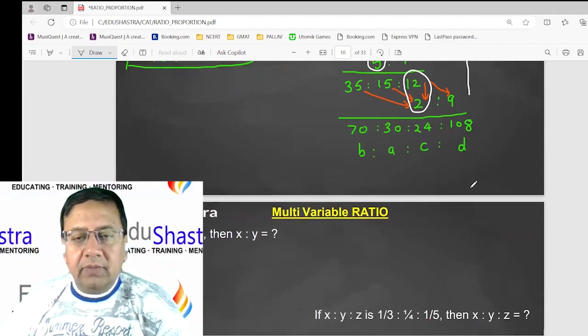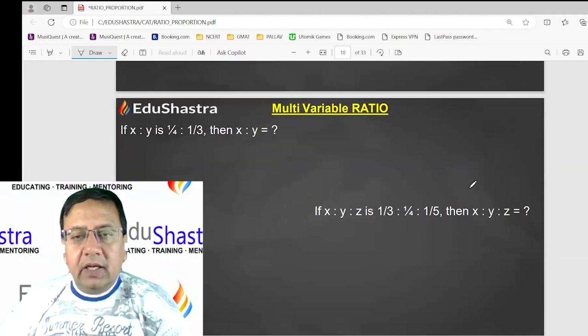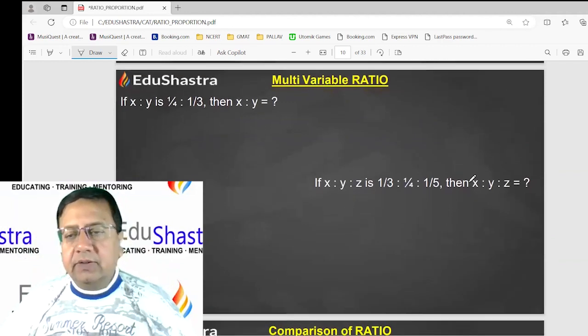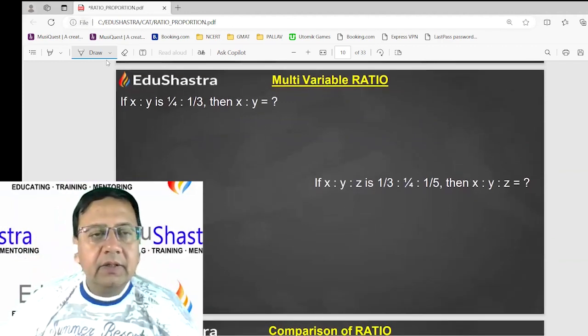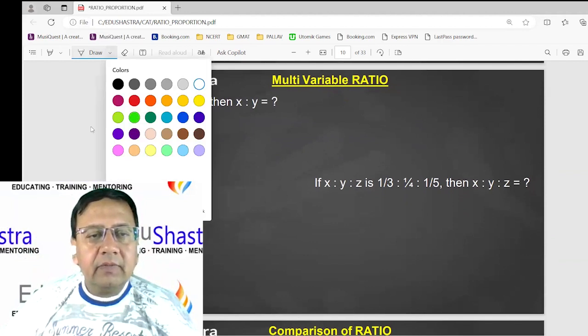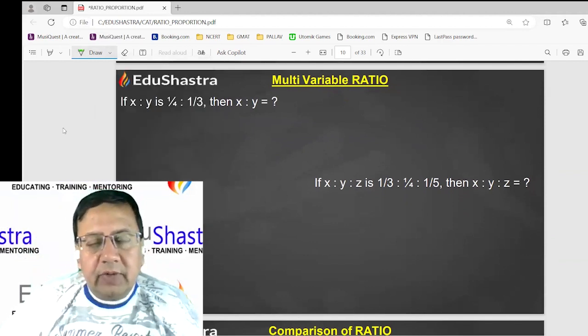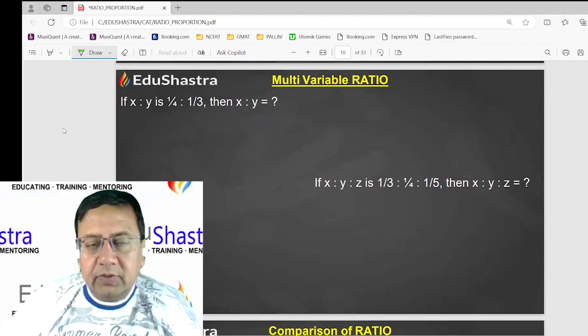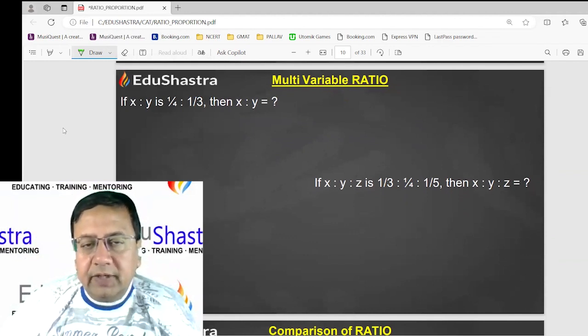Okay. Now come to this. If I have a ratio of this kind, if x is to y is 1 by 4 is to 1 by 3, then what is the ratio of x to y?